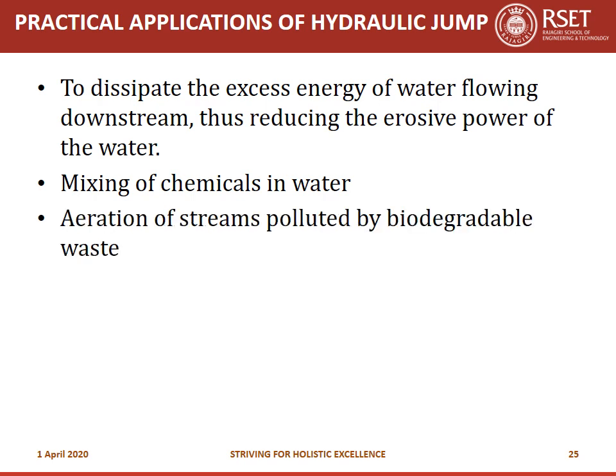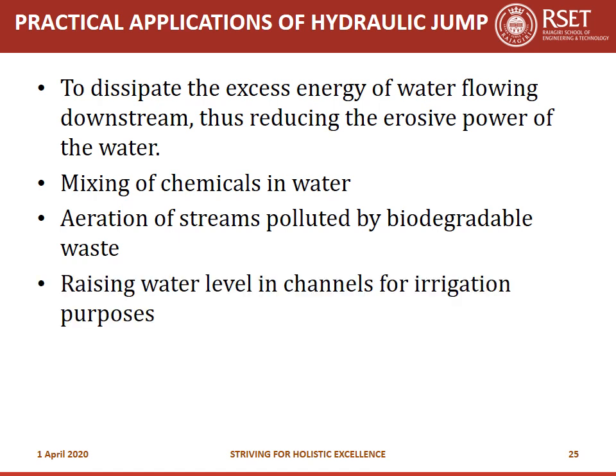Then you can aerate the streams. When you aerate the streams, it will lead to biodegradation of waste. So lots of streams are polluted by biodegradable waste, and so you can aerate the streams by using hydraulic jump. You can insert oxygen into the hydraulic jump, and efficiently it will get mixed with the water, and this will lead to aeration. And so aeration of streams can be done using a hydraulic jump.